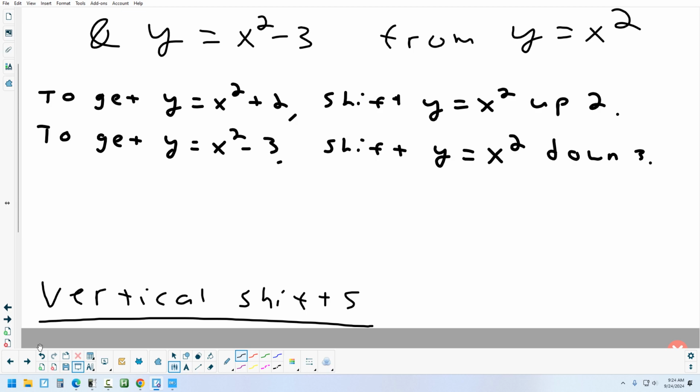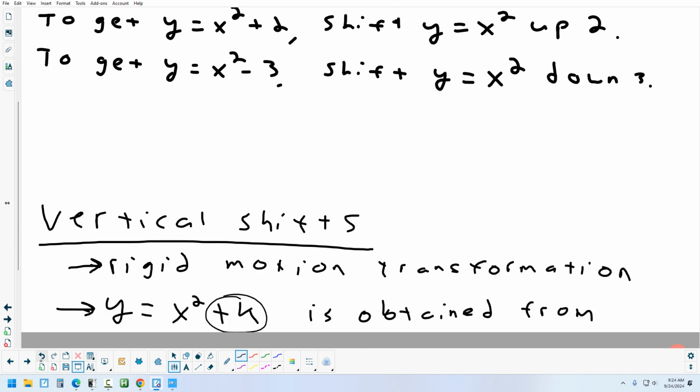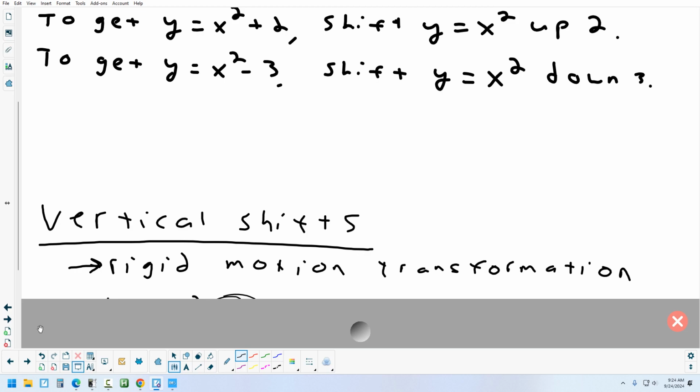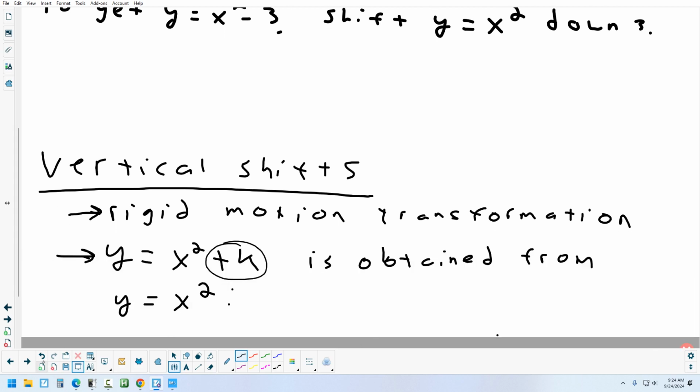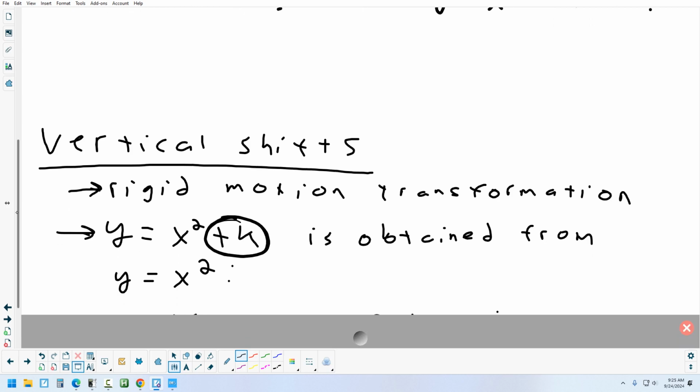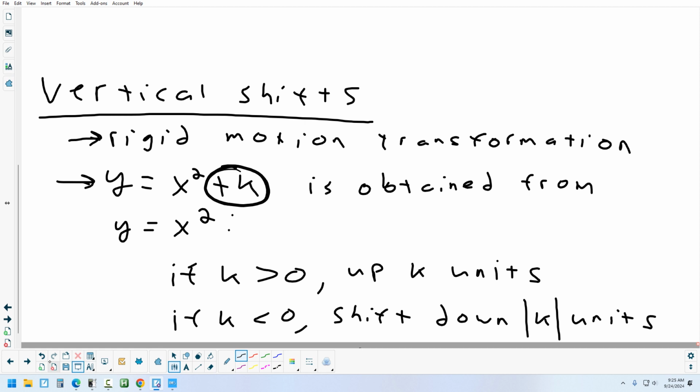So when you're doing a shift, nothing is stretching. You're just taking what you have and sliding it somewhere else. That's called a vertical shift. The reason it's called rigid motion is because it's not being stretched or distorted. It's just taking it and sliding it somewhere. Okay, so we have to remember which way this number at the end is going to move it. If that number is a positive, it's going to move it up. If it's a negative, it moves down.